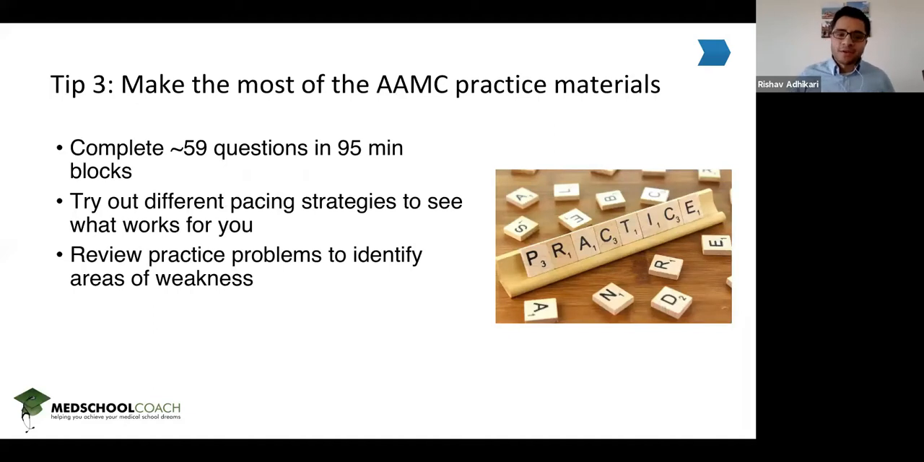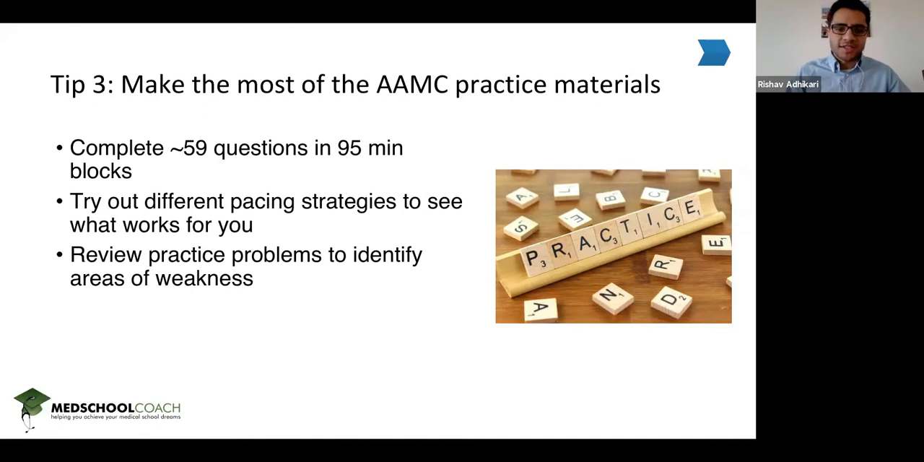And my last tip is that when you're studying, you should really make the most out of these AAMC practice materials. So the AAMC is the organization that publishes the MCAT, and they've released a set of practice materials, practice questions, to help you in your studying. And these are generally agreed upon to be the best practice questions to use when you're studying. And so make sure you're making the most out of these.